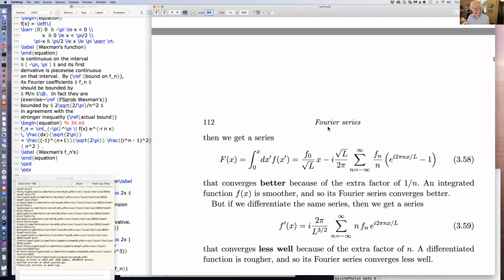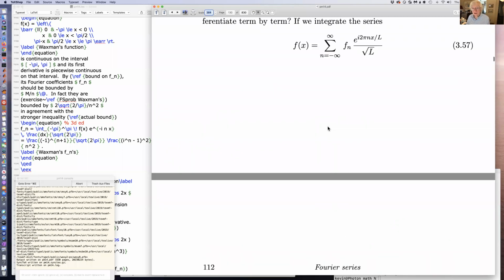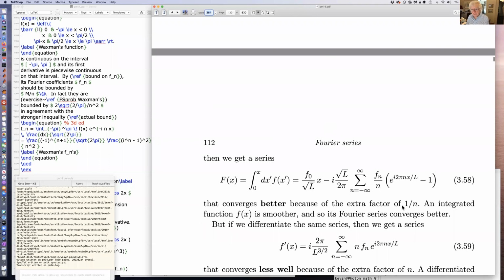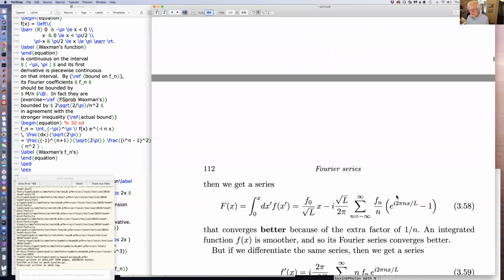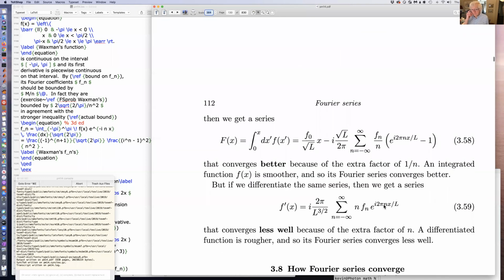Anyway, if you do the integration, and I hope I did it correctly, what you have here is fn over n, because you're integrating this phase factor, and the coefficient of x has an n, and so you get an n in the denominator. And that means that the series converges more quickly. So basically, an integrated function is smoother, and its Fourier series converges better, or converges more rapidly.